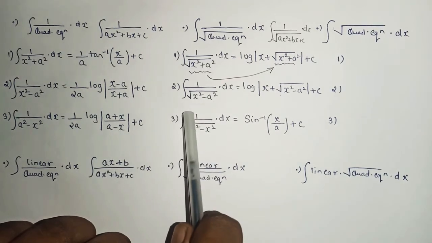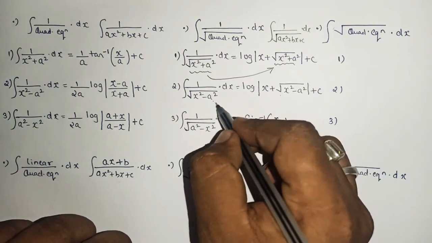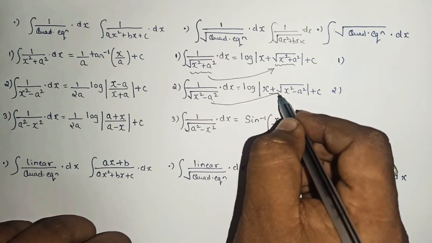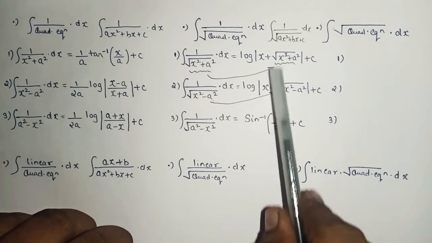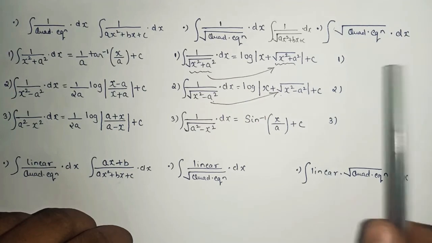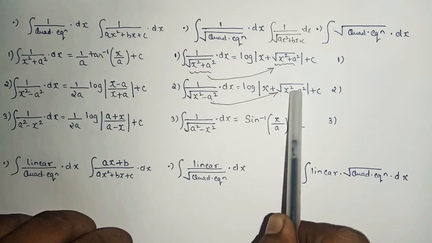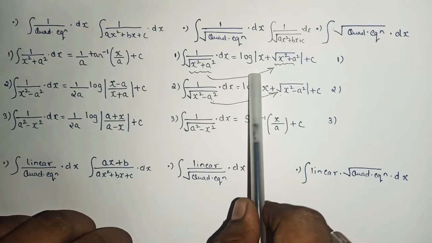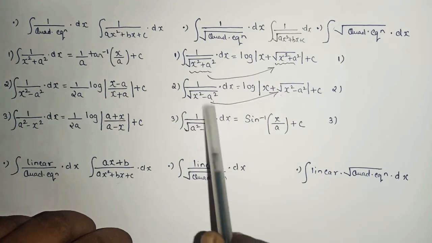The second formula is 1 upon root x square minus a square into dx, which gives log mod x plus, here also the same part, the question will be there. When you solve, this part will come. So you can remember these two formulas as log mod x plus the question plus c, because whatever is there, the same thing is here: x square plus a square, root x square plus a square. That's why I told you to remember this formula as log mod x plus the question.